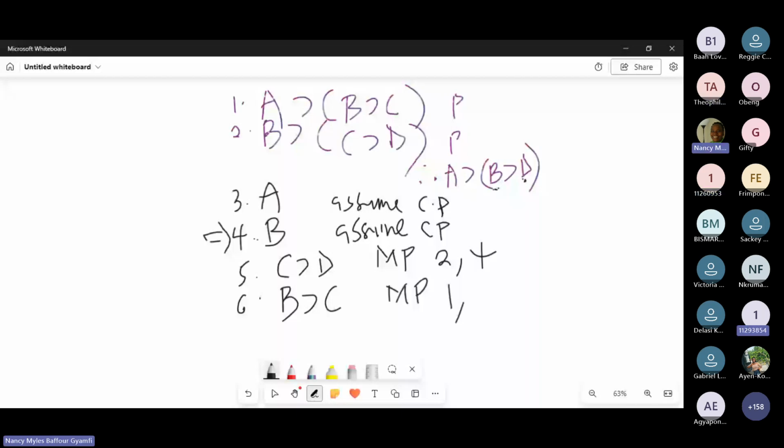Now we have B and C. So it means we can do, we learned something. Please, look at this. I'm giving you a clue. So what can we conclude at that level? Everyone look at it and tell me. Hypothetical syllogism. Well done. HS on 5 and 6.